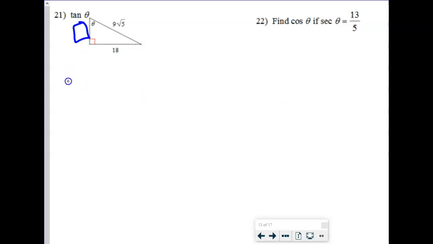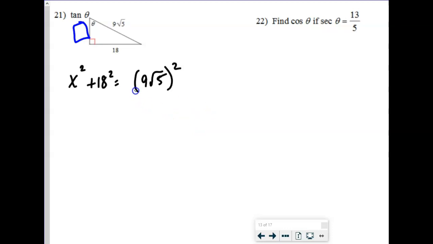So your Pythagorean theorem is leg squared plus leg squared. I always use x as my missing piece, but you can use whatever you want. X squared plus 18 squared equals, now for the hypotenuse, whether you're doing this on your calculator or mentally, you need to put 9 square root of 5 in parentheses, because you need to square both the coefficient and the square root of 5.